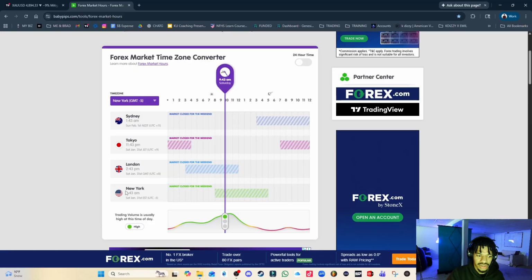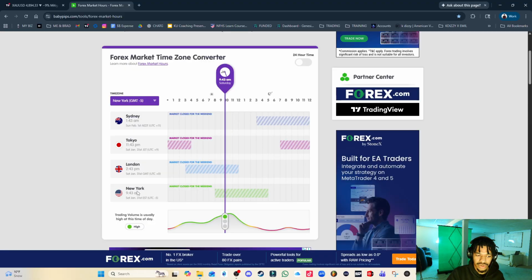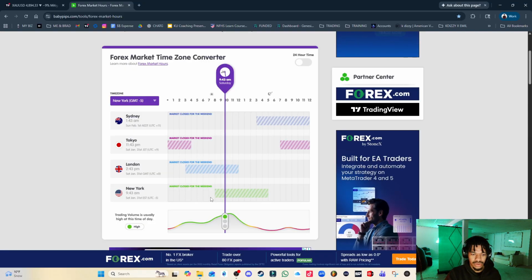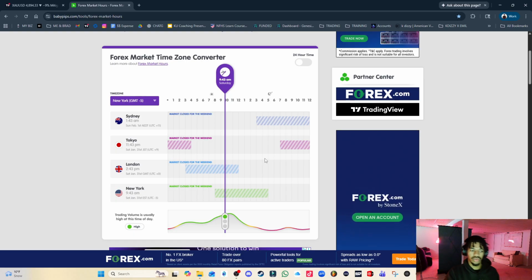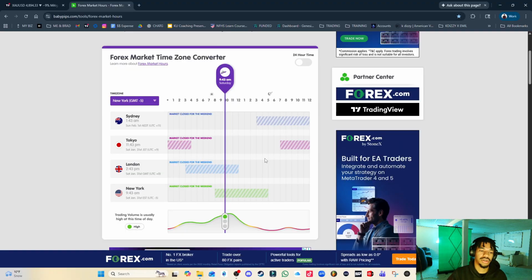For New York session, this is definitely when I trade. So 8 a.m. I trade, or if I don't make the New York session for some reason, I'll trade Sydney session. And so this website is really good for knowing which session or what time the session opens.